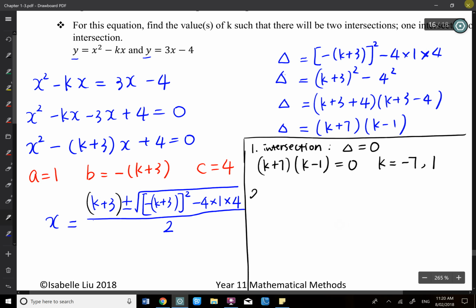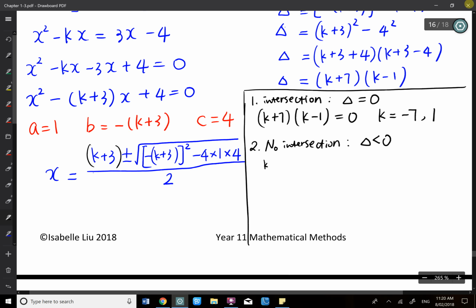Now if you think about no intersection, we need a negative number under the square root, where the system fails and you can't work out the x value. So there I need the discriminant less than 0. So k plus 7 and k minus 1, less than 0. This is the quadratic inequality.